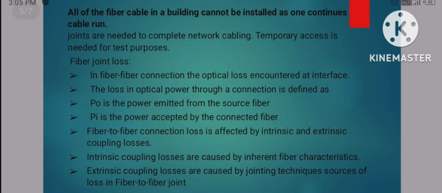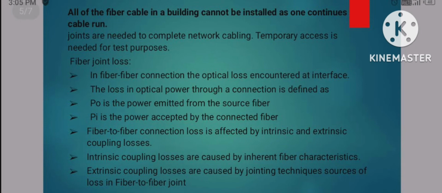Intrinsic losses occur due to internal parameters, and extrinsic coupling losses are due to environmental factors, which also influence the optical losses at the interfaces. Intrinsic losses are caused by inherent fiber characteristics. If two fibers are joined and there is a slight mismatch in the refractive indices of the source fiber and the joint, there will be optical losses at the interface. So it is categorized as intrinsic coupling loss.